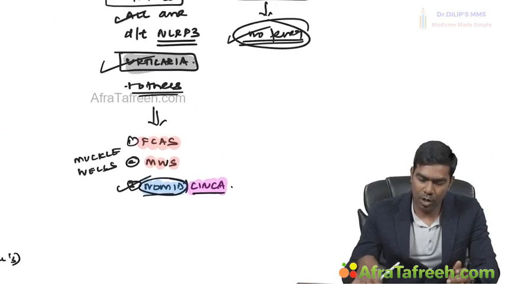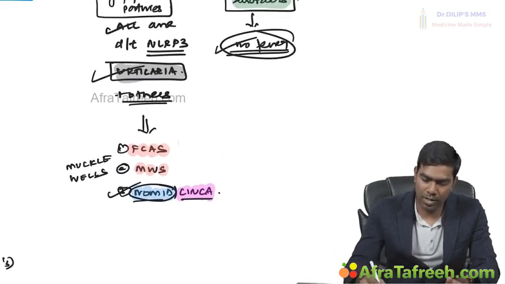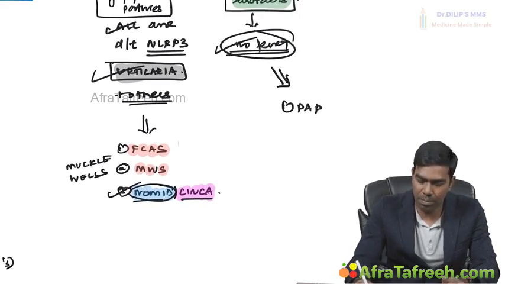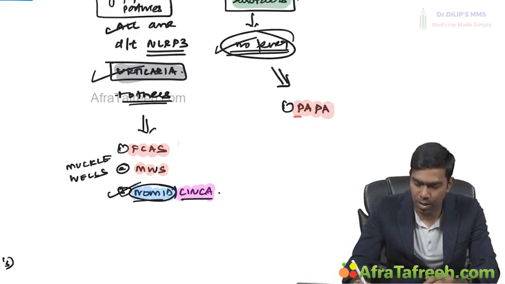And you have the pyogenic disorders. Again, three pyogenic disorders are there. Number one, you have something called PAPA syndrome, that is pyogenic arthritis, pyoderma gangrenosum and acne. So pyogenic arthritis, pyoderma gangrenosum and acne, this is what we call PAPA syndrome. And second one, you have something called Majeed syndrome.